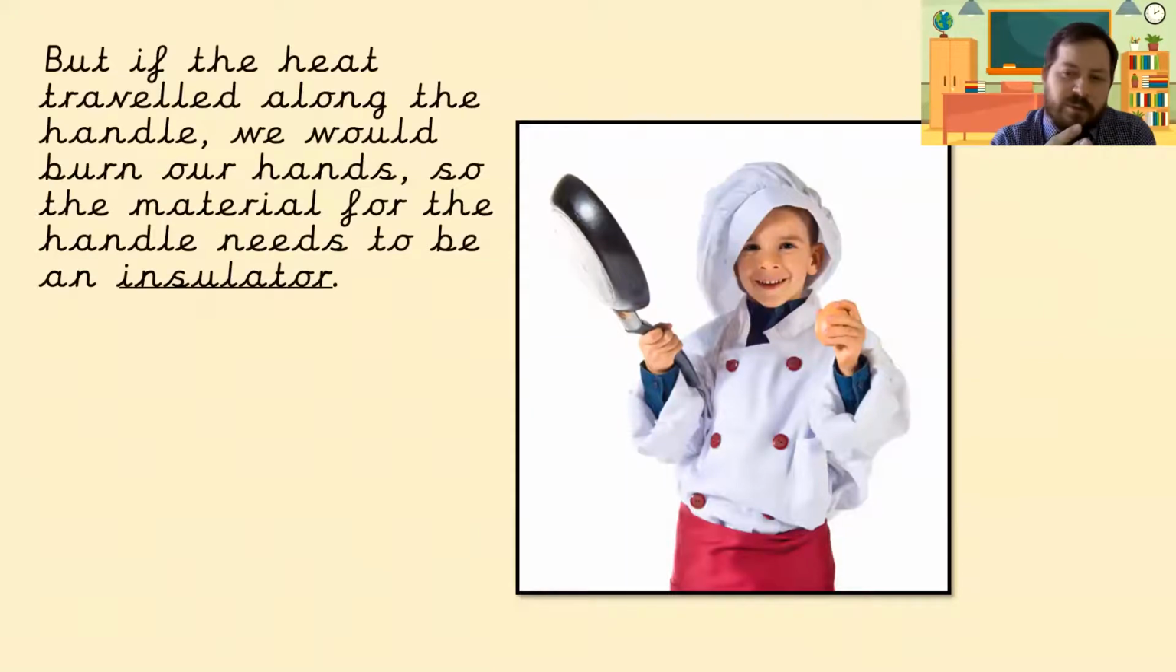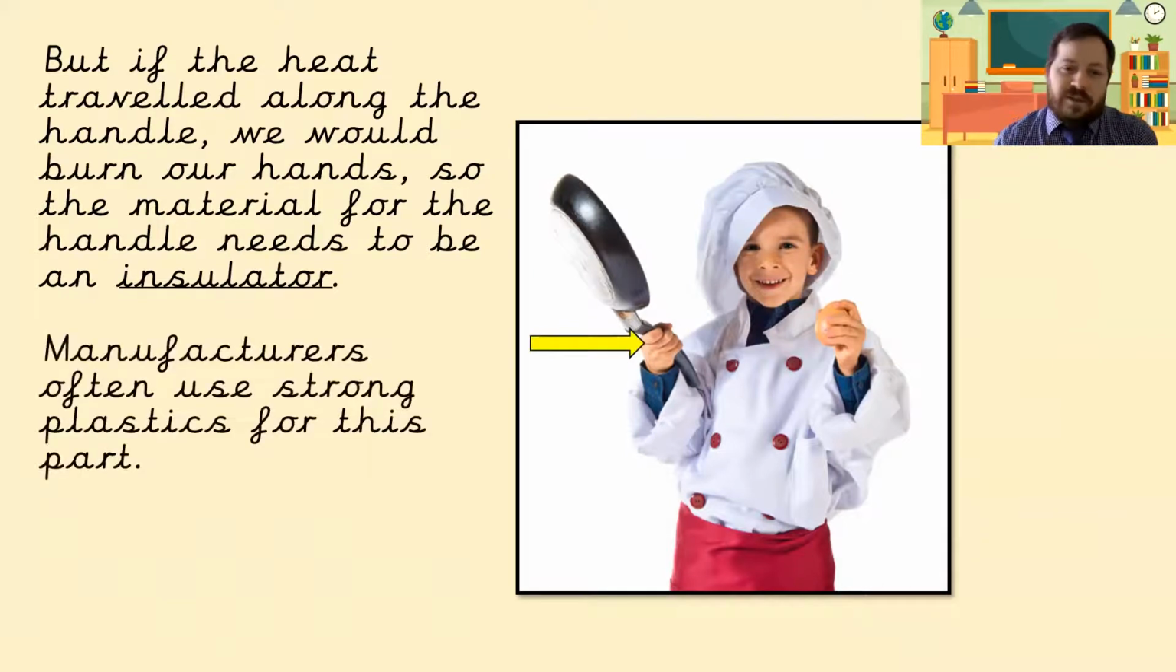Whereas if the whole of it was made out of metal, we'd have a problem trying to grab the handle, because as soon as we grab the handle, the heat would be transferred up the handle. We'd feel it in our hands and probably burn our hands. So in this case, we need the handle to be an insulator, which is why the majority of manufacturers use a strong plastic for this, so that when we touch it, we don't burn our hands. It might be slightly hotter, but it won't be to the same degree as it would if it was metal.